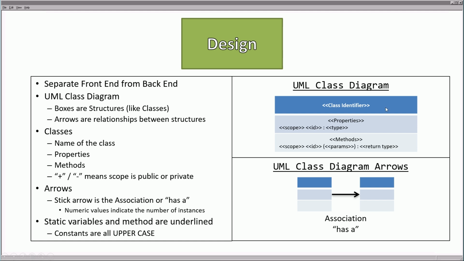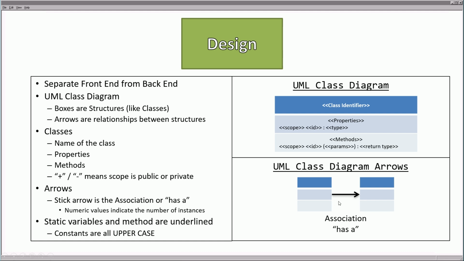The first section is the identifier of the class. This next section are all of the properties, such as constants and instance variables. The next section are the methods. So these are the actions that this class will do. Now you also have arrows to indicate the relationship between these classes.